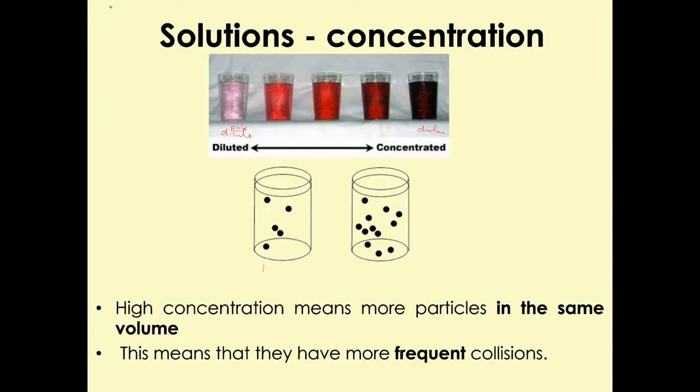So in these two diagrams, this is low concentration and this is high concentration, and it's exactly the same as the diagrams we had for pressure. In the low concentration I've got less particles in the same volume, and in the high concentration I've got more particles, and again we need to be specific that it's more particles in the same volume. And once again, because there's more particles in the same volume, you're going to get more frequent collisions.